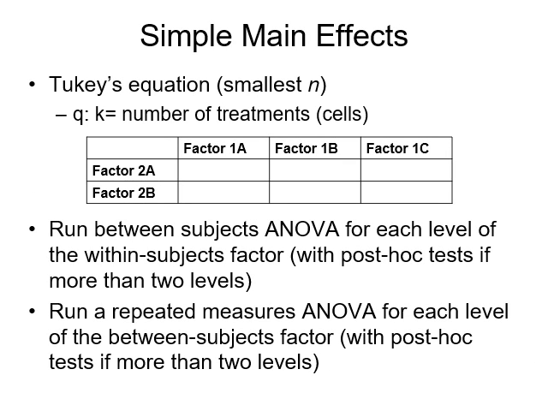For simple main effects tests, depending on the complexity of our design, we may need to run additional tests. Tukey's equation is based on the smallest n, so we may want to look at this differently. This is another way to consider this as kind of an a priori situation. K is the number of treatments or cells. Generally speaking, the more cells we need to test, the less precise Tukey's equation is going to be. What we may want to do is run between subjects ANOVAs for each level of the within subject factor with post hoc tests if there's more than 2 levels, and run a repeated measures ANOVA for each level of the between subject factor with post hoc tests, again, if there's more than 2 levels.